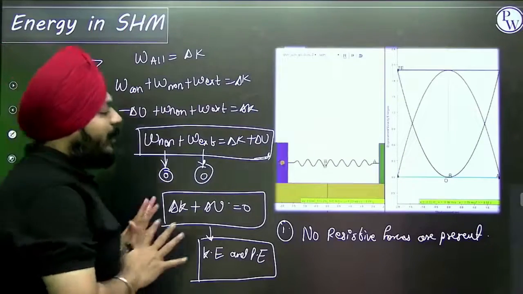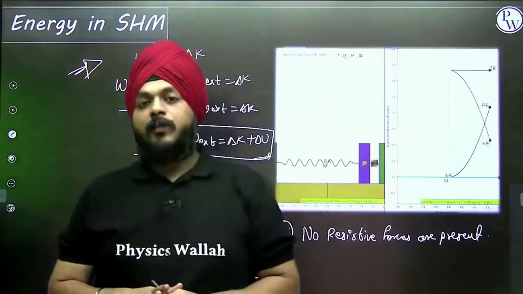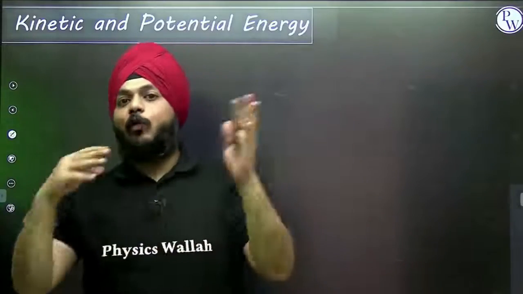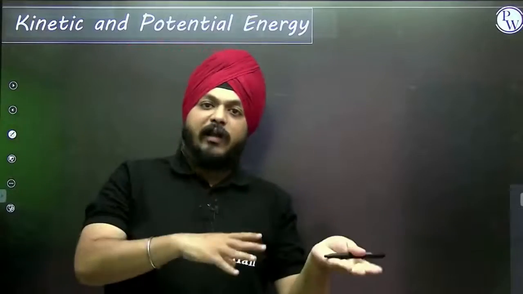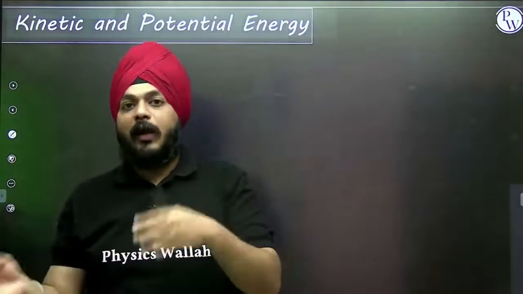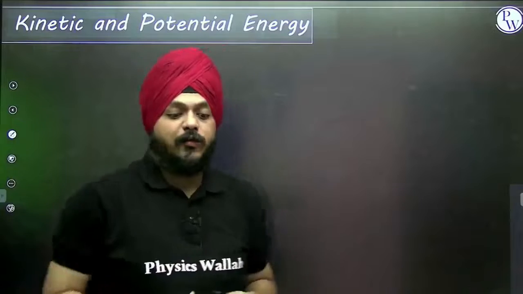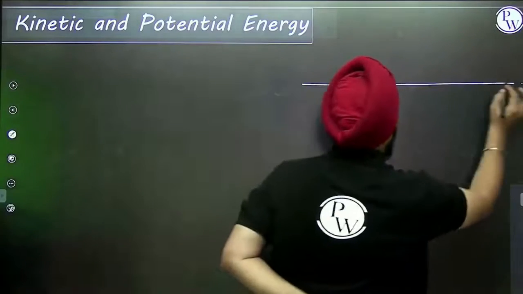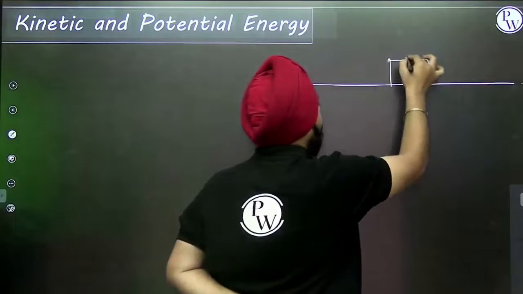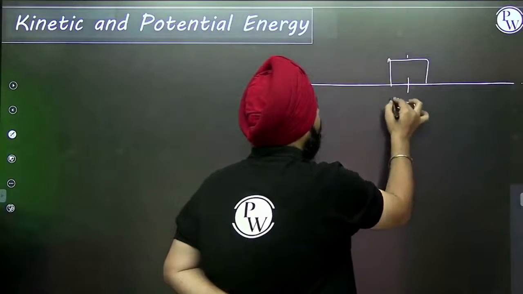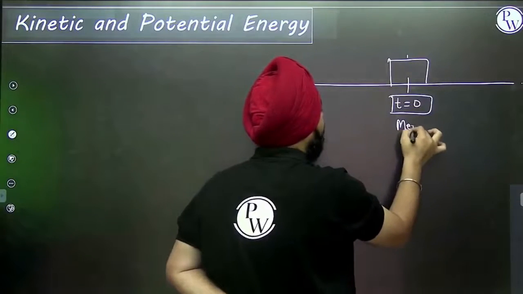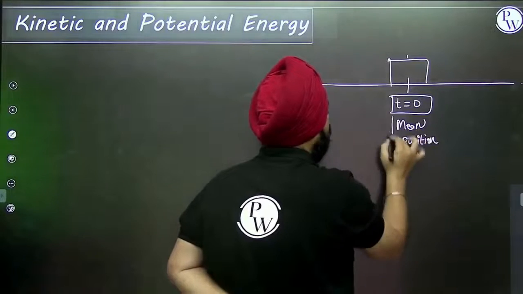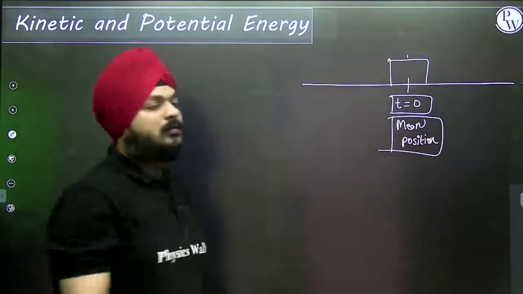So from this, right, one thing is confirmed. Kinetic is getting changed to potential, potential is getting changed to kinetic, kinetic is changing to potential, potential is getting changed to kinetic. But what is the actual equation of it and the graph? See, let's take the same example. This is a particle at t equal to 0, right? This is the mean position of the particle, or in another sense we can take it as a reference point.